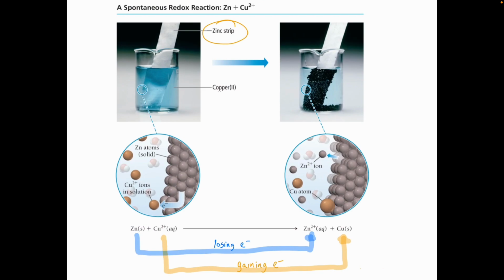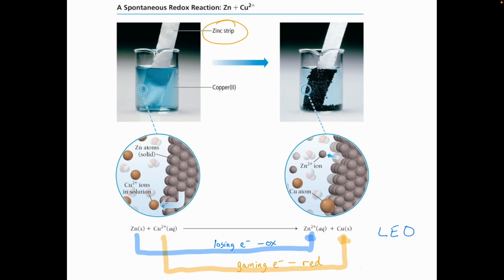And remember, we had a fancy word for this. Losing electrons is oxidation. So the zinc is being oxidized. And our copper is then being reduced. Again, in this reaction, we have our zinc losing electrons and the copper gaining electrons.